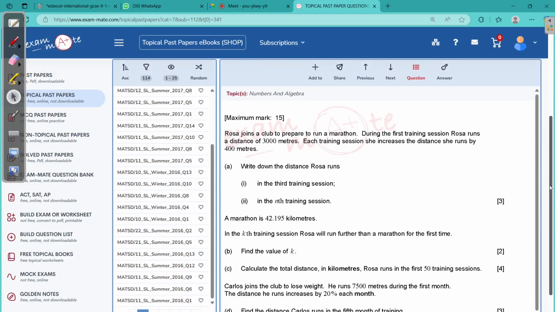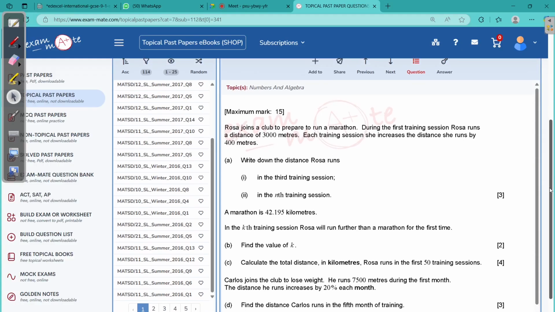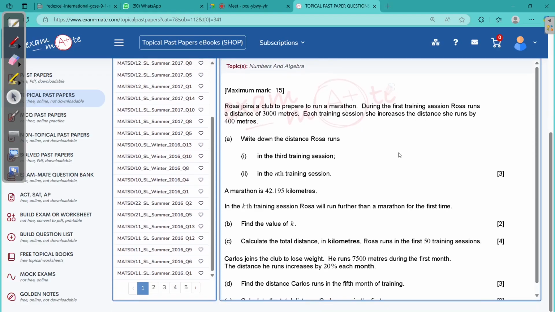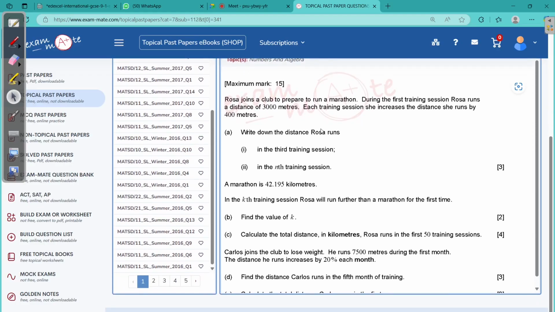A set of questions in which we will revise our numbers concept and algebra concept. Would you like to discuss? Please read the statement. Rosa joins a club to prepare to run a marathon. During the first training session, Rosa runs a distance of 3,000 meters. Each training session, she increases the distance she runs by 400 meters. Write down the distance Rosa runs in the third training session.